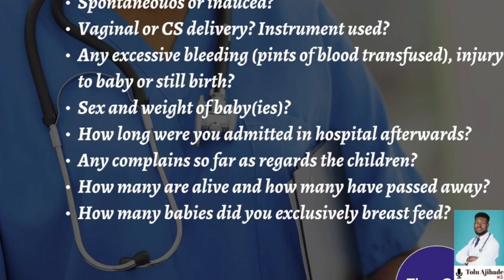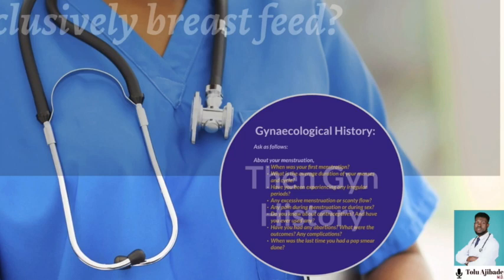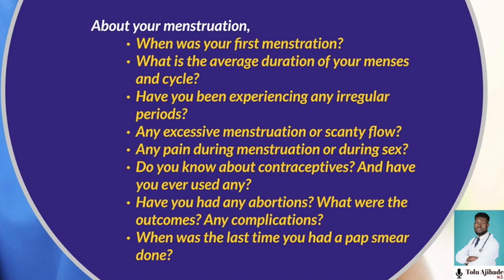And then gynecological history. What do we do here? For gynecological history, you first ask about menstruation. So you ask, when was the first time you had your menstruation? That's menarche. And what's the average duration of your menses? What's the average duration of your cycle? Have you been experiencing any irregularities with your periods? Do you experience scanty flow or heavy flow? Or you could just ask, how many pads do you use?